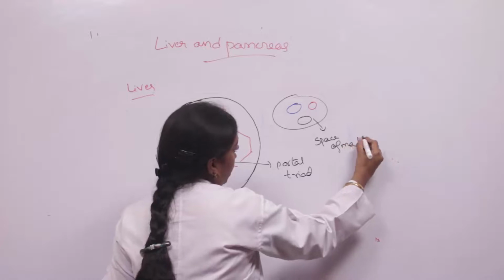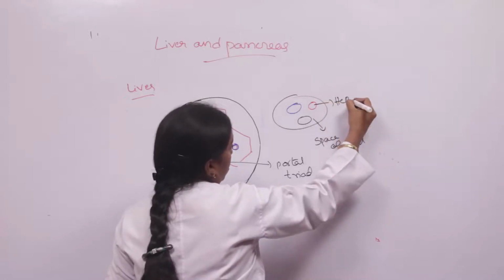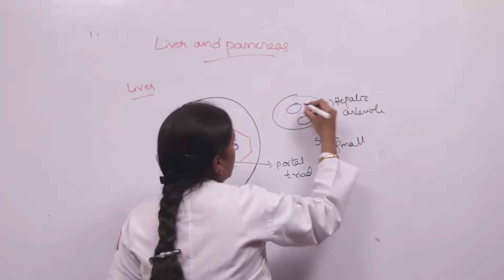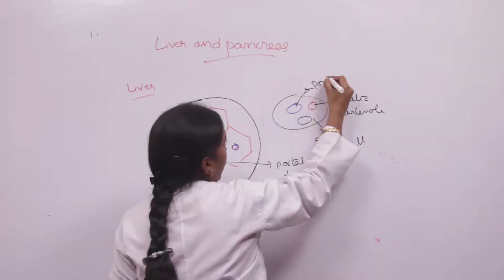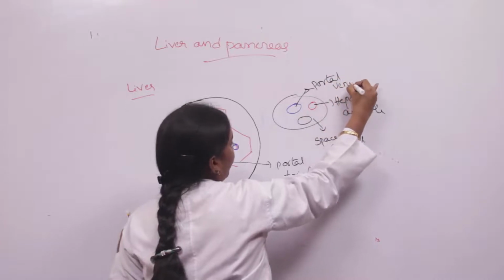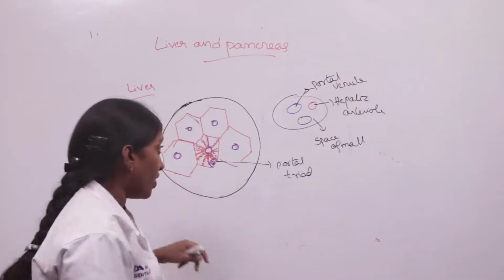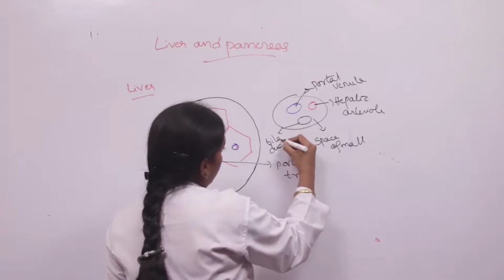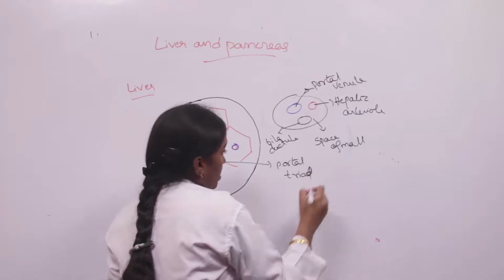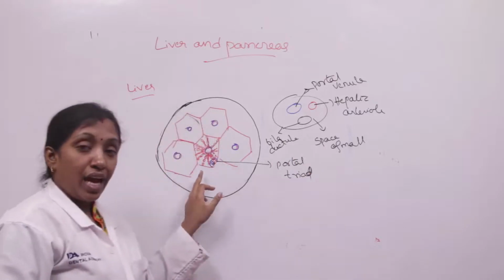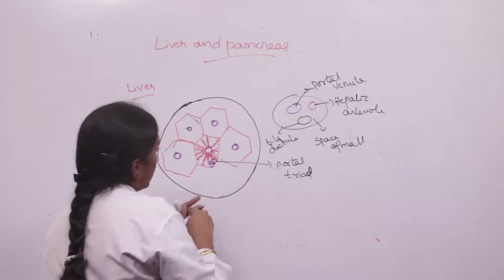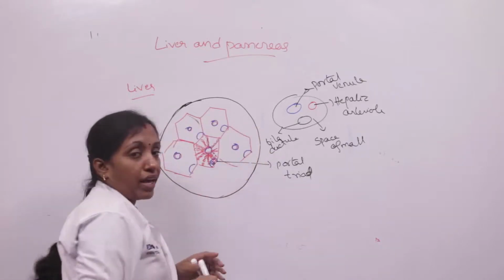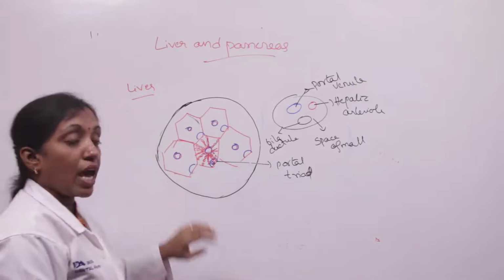This is the hepatic arteriole. This is the portal venule, a branch of the portal vein, and this is the bile ductule. These three structures together form the portal triad, which are present at the periphery of each lobule. So the portal triads are present here, here, here and here, in each hepatic lobule.